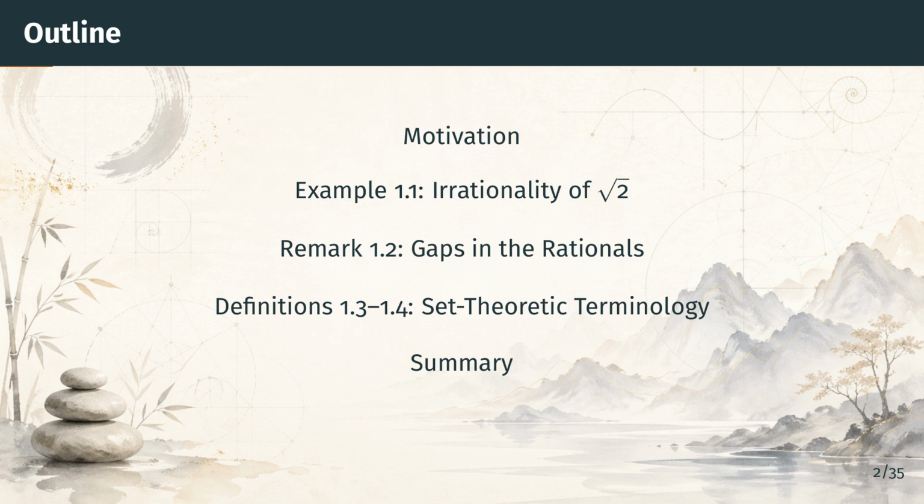We start with the motivation for why the rationals are inadequate. Then we work through example 1.1, which proves that the square root of 2 is irrational and reveals a gap in the rational numbers. Next, remark 1.2 explains the significance of these gaps. Finally, we introduce the basic set-theoretic definitions that will be used throughout the book. Let's begin with the motivation.